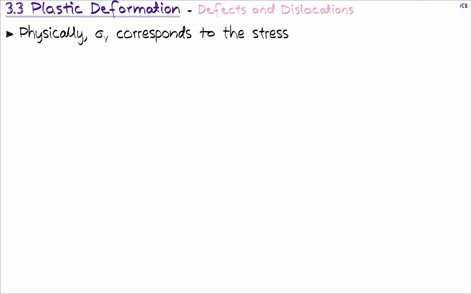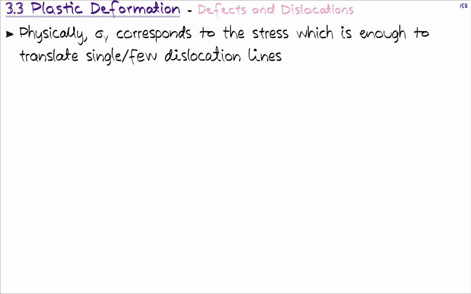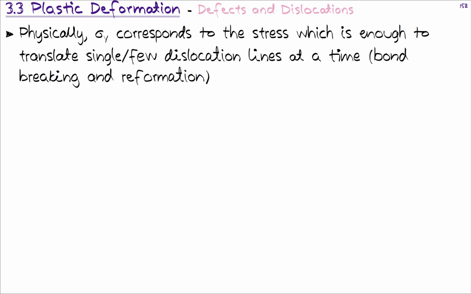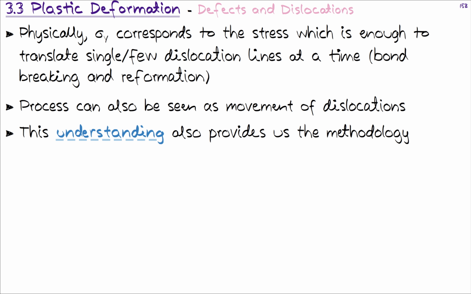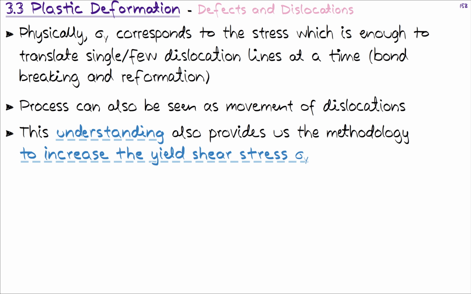So physically, the yield shear stress value sigma y corresponds to the stress which is enough to translate a single or a few dislocation lines at a time. So bonds are being broken and reformed one atom or one column of atoms at a time. Either way, we can see this as a movement of dislocations, or as a movement of atomic columns. In the end, it doesn't really matter. And this is the simplistic but quite valid understanding that provides us the methodology to also increase the yield shear stress values if we wish to do that.